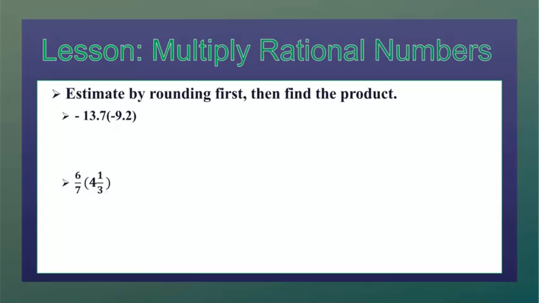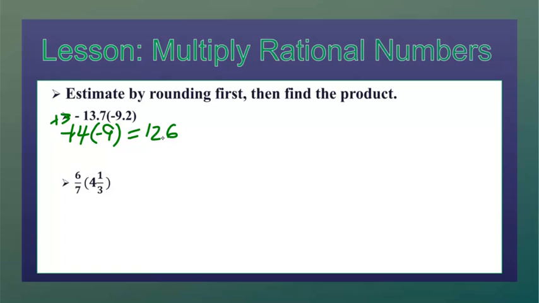Next, estimate these by rounding first and then find the product. So I would round -13.7 to -14. And then we're going to multiply that by -9.2, which would be -9. Since the signs are the same, I know my answer is going to be positive. 9 times 4 is 36. 9 times 1 is 9 plus 3 is 12. So 126 as my estimate.